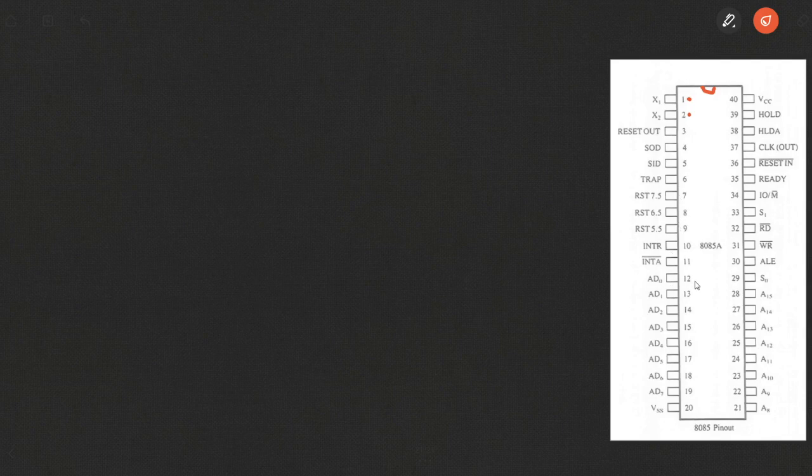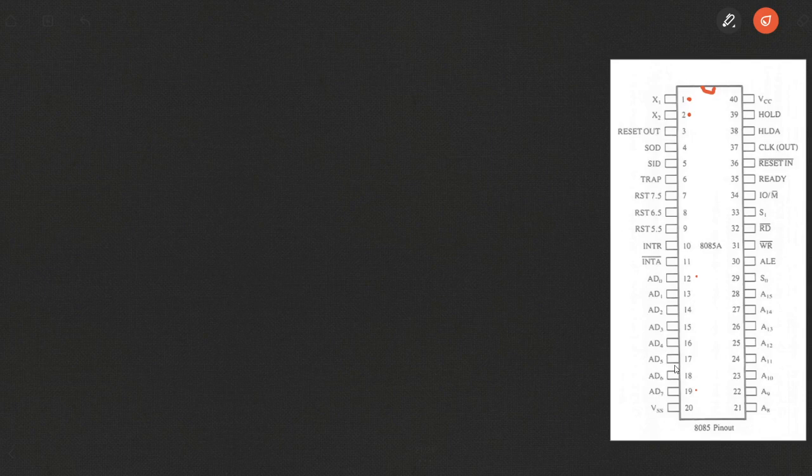We studied pins 12 to 19, AD0 to AD7. These are bidirectional pins used for two purposes. One, to carry the data, that is bidirectional in nature, and two, to carry the least significant bits of the address lines. So these work in multiplexing mode on the basis of time sharing, and AD0 to AD7 carry the least significant bits of the address.